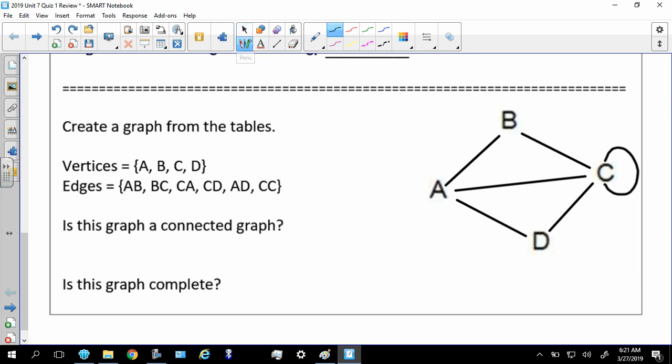And so let's answer some questions here. Is this a connected graph? Yes, it is, because everything's connected one way, shape, or form. There's nothing floating. Is this graph complete? The answer is no. The reason why it's not complete is that all the vertices are not adjacent or not touching each other. The only pair that isn't touching is BD. If this edge was drawn, then yes, you could say it's complete, but it's not.